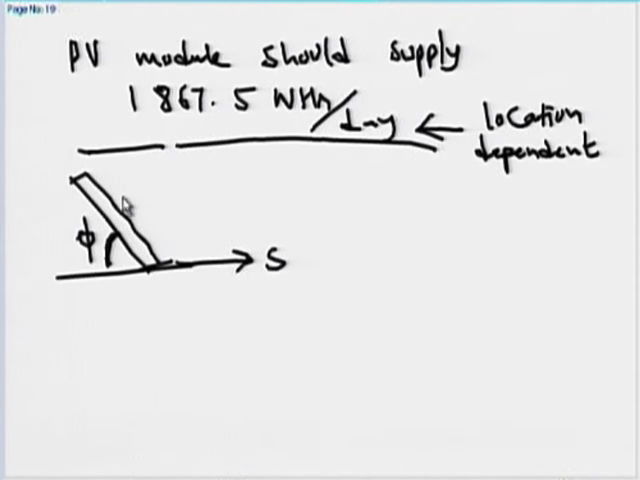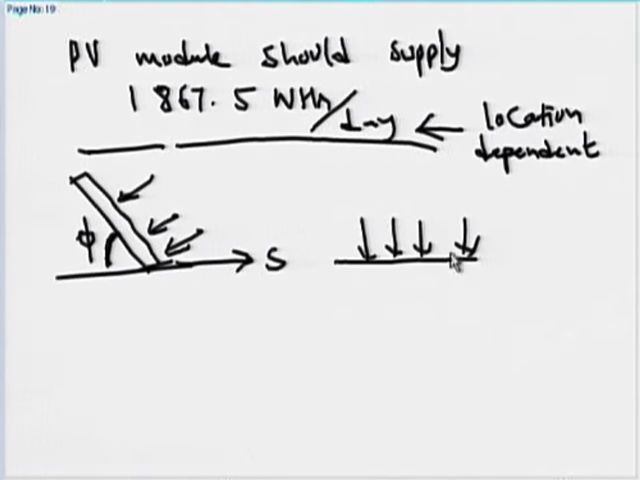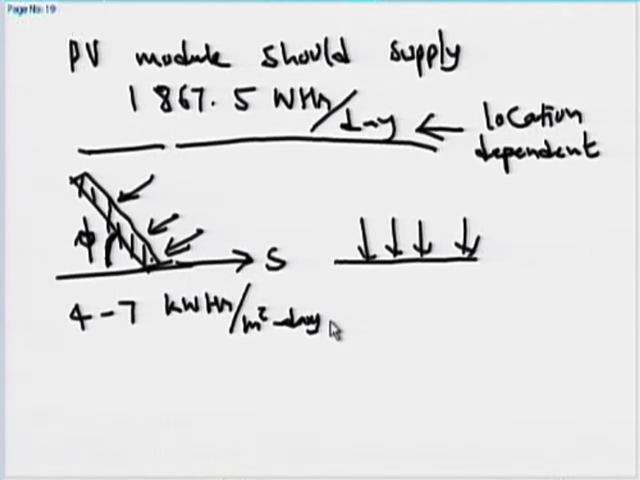So you want the solar radiation available in this plane. Most likely you will not get a ready-made answer. What you will get is the global solar radiation on a horizontal plane. This is what is normally available, but your standard installation is a PV module facing south, tilted at an angle equal to the latitude. Anyway, you get the approximation. What I told you is that in India, the solar radiation available varies between 4 to 7 kilowatt hour per meter square per day.